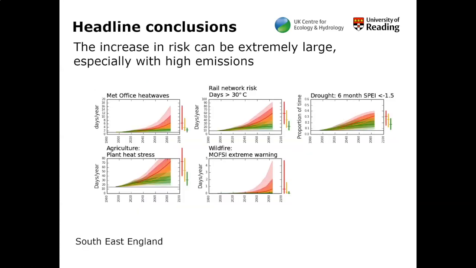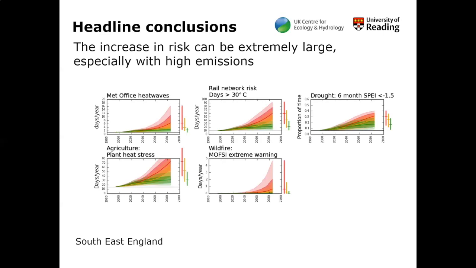The second headline conclusion, and I'm illustrating this with just 5 indicators, is that actually some of these indicators increase really, really rapidly, to very high levels. So the increase in risk can be extremely large, especially with high emissions. But also, we may see an increase in risk even with low emissions. In this case, the green shows a pathway that's pretty much consistent with a 2-degree increase in temperature. Even then, we would see some impact. But the difference between the different rates of emissions can be really high.